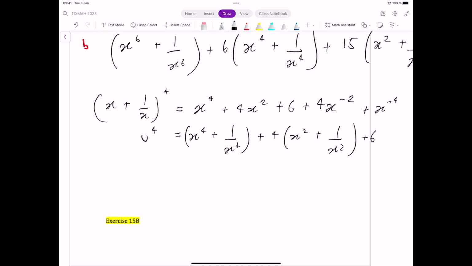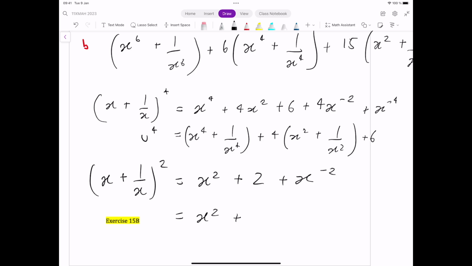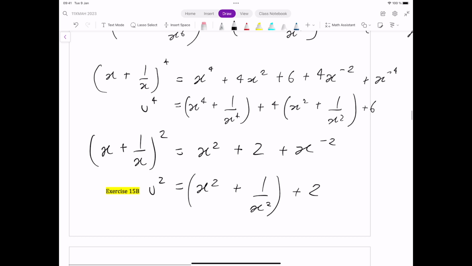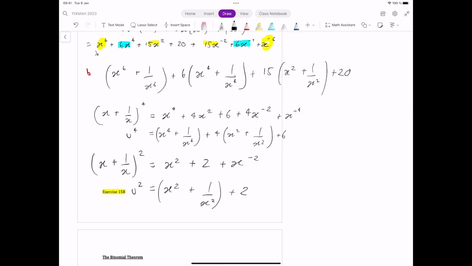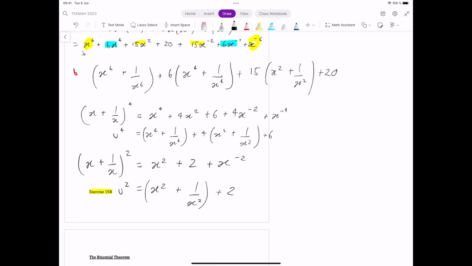Okay, we're going to do the same thing for (x plus 1 on x) squared. Well, that's going to be much easier. That's going to be x squared plus 2 plus x to the power of minus 2, which is equal to x squared plus 1 on x squared plus 2. But, whoa, we're almost done because this is u squared. So, we've got a few beautiful expressions here. I'm going to call this equation 1 and this equation 2.